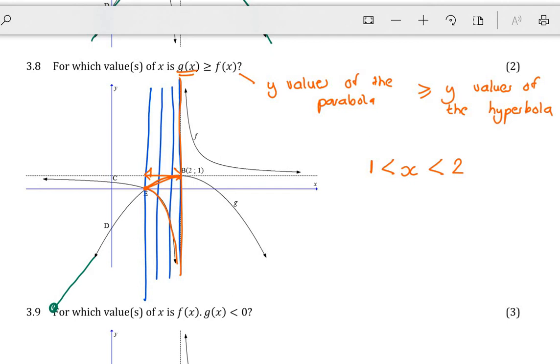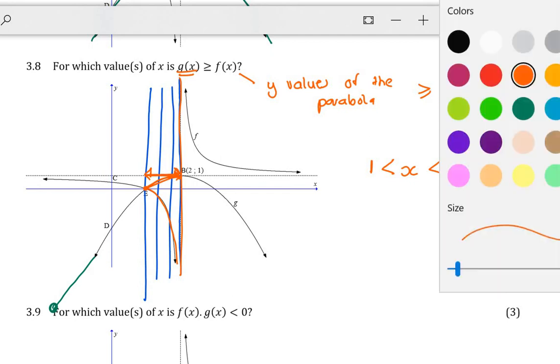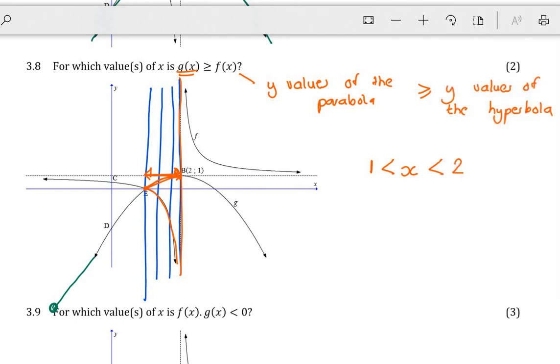So it's between that. It's one interval, hence your inequality is one interval. Now just be careful, when can we include things? The question says, when is it greater than or equal to? So it's equal to each other at E, so I can include E. I cannot include the asymptote because the hyperbola is not defined at the asymptote. And so you can't say that the parabola is above the hyperbola because the hyperbola isn't even defined. So I can include 1 because they intersect at 1, but I can't include 2.